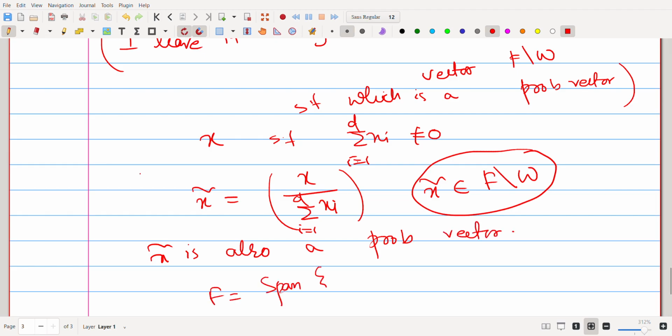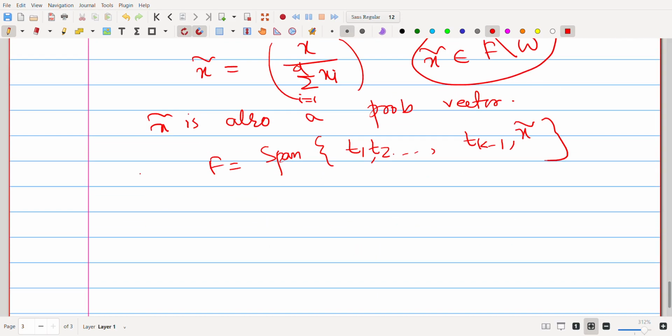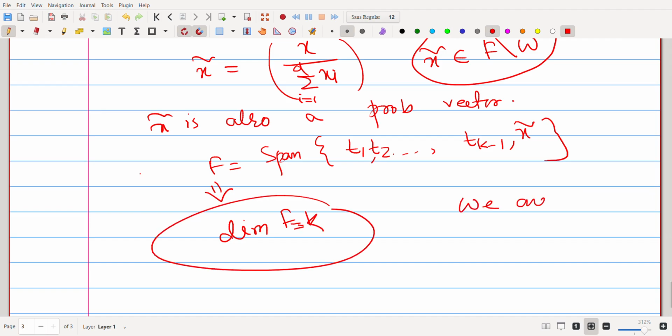Then F is the span of t1, t2, up to t(k minus 1), and x tilde. The dimension of F is k. We are done. So this is actually a nice but easy problem, but you have to think it properly. Okay, thank you. I hope you find it beautiful.